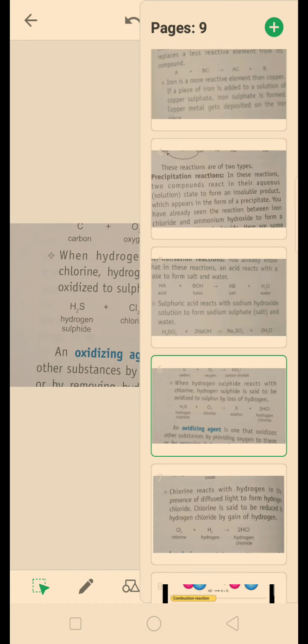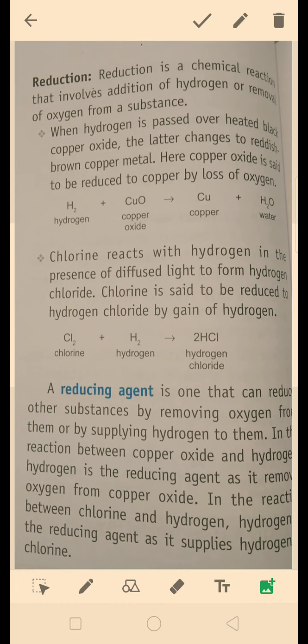Just opposite to this is reduction. Reduction is a chemical reaction that involves addition of hydrogen or removal of oxygen. When hydrogen is passed over heated black copper oxide, the copper oxide changes to reddish copper metal. It means that copper is reduced by loss of oxygen. So what is a reducing agent? A reducing agent is one that can reduce other substances by removing oxygen from them or by adding hydrogen to them. So these are the oxidation and reduction reactions.